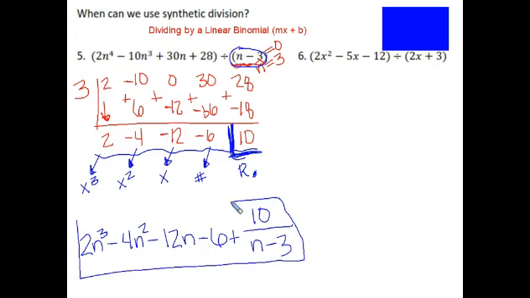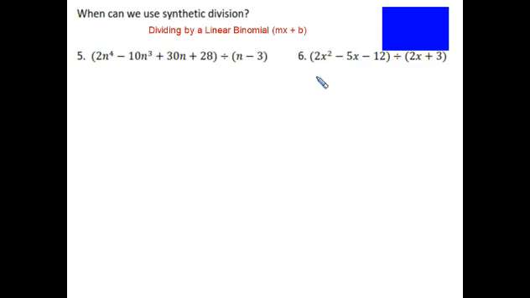It goes a lot quicker. Notice how it takes up a lot less space. I think students really like this better than that long division. Alright, so let's take a look at our second one.